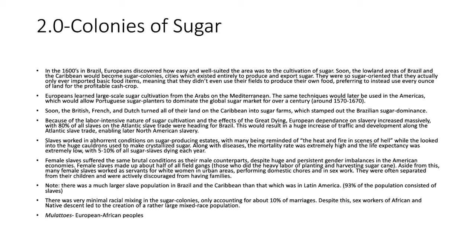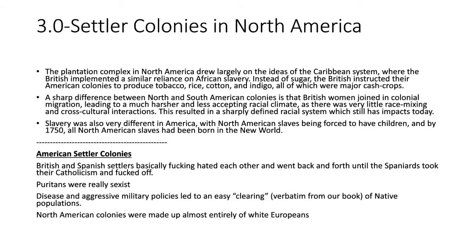Just general vocabulary on this slide. Mulattoes were European-African peoples. And that should really be it for that. I think we can move on to section 3.0, and then we're going to be out of it because this is pretty minimal.